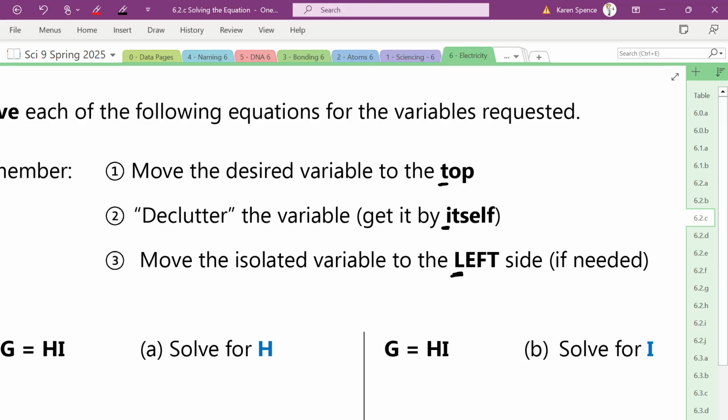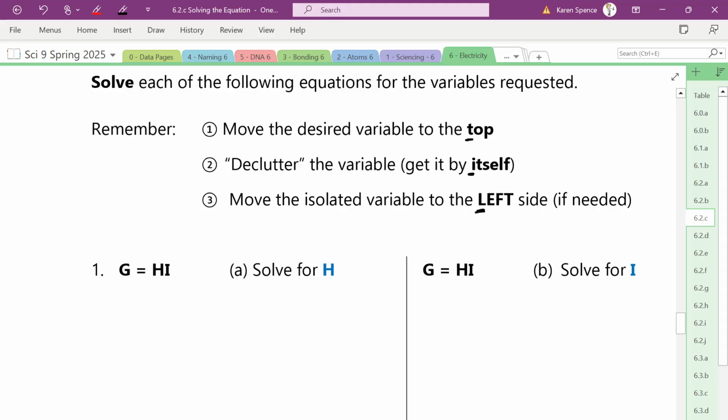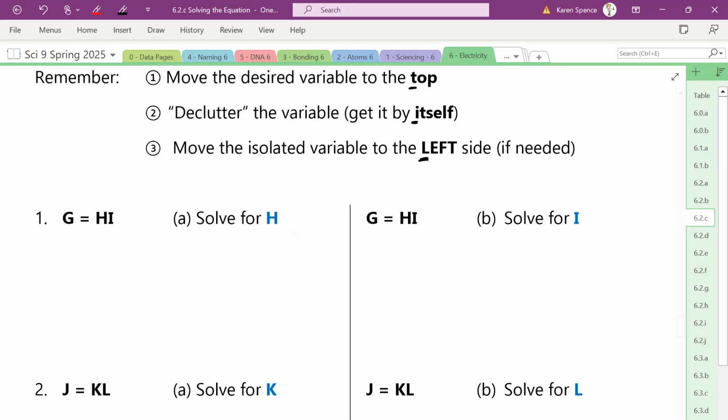Okay, so why don't you give that a try? We will start with number 1. And when you get to number 7, you're going to show me, and I'll let you know if they are correct or not.